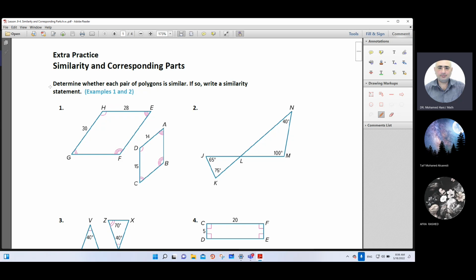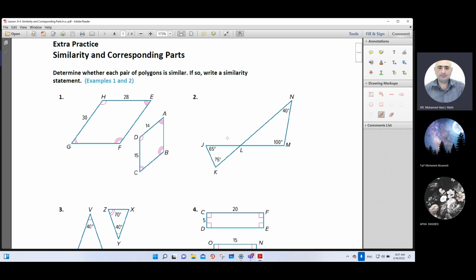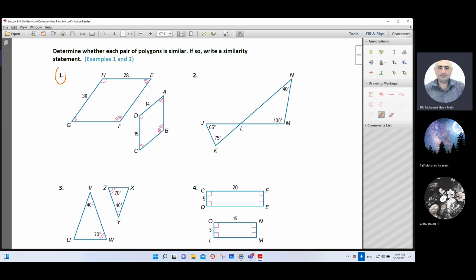We have this question: determine whether each pair of polygons is similar. If so, write a similarity statement. As you see here in exercise number 1, we have two shapes that are different in size, but they have the same shape. How do we know if the two figures here are similar or not? The first step, we can check the angles.